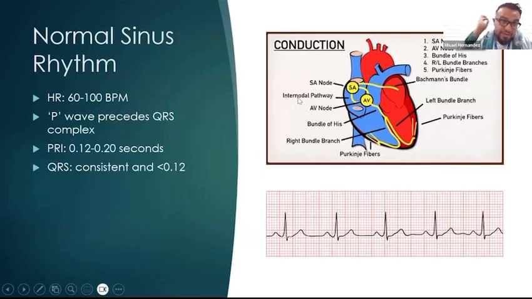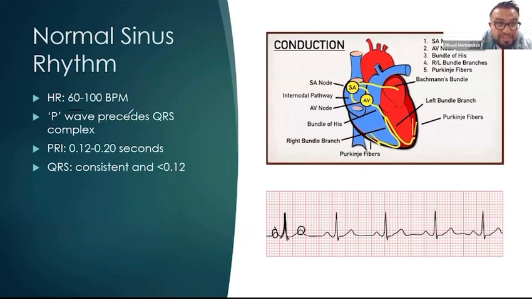A lot of rhythms right here, okay, guys? So normal sinus rhythm, you have a P wave, you have a QRS, and you have a T wave. That's how you know that you have normal sinus rhythm.